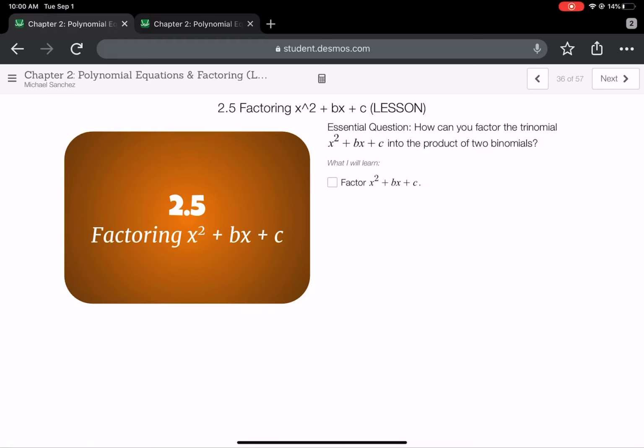Hello and welcome to section 2.5, factoring x squared plus bx plus c. Our essential question is, how can you factor the trinomial x squared plus bx plus c into the product of two binomials? What you are going to learn is how to factor x squared plus bx plus c.